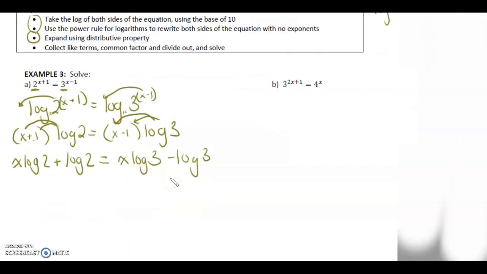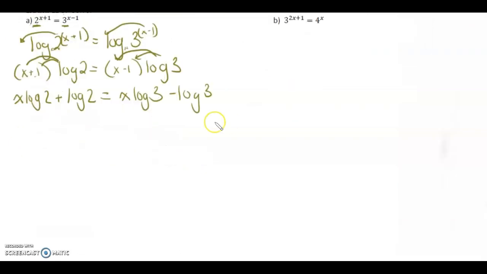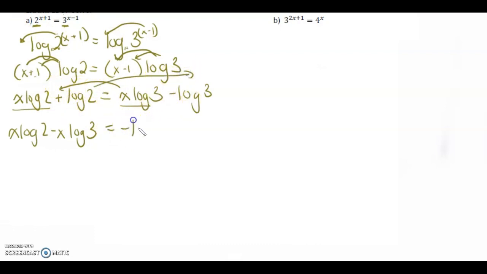Okay, and then the last step, collect like terms, common factor, and divide out and solve. So the like terms are going to be the x terms. I'm going to bring this x over here. I have x log 2 minus x log 3. Log 2 and log 3 are not like terms, those are those decimals that I put in the top right corner. You can't just subtract the 2 and the 3. Okay, don't do that. And on this side, I'm going to take this log 2 and move it over. So we're going to have negative log 3 minus log 2.